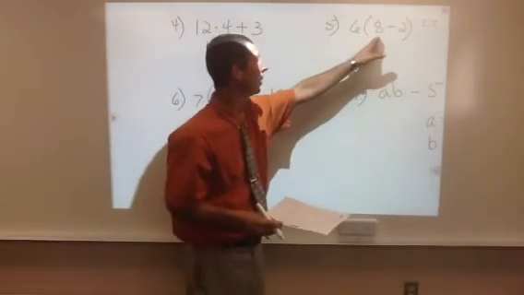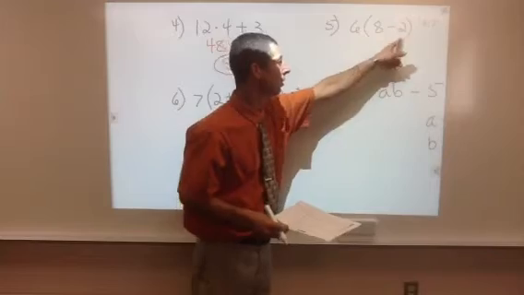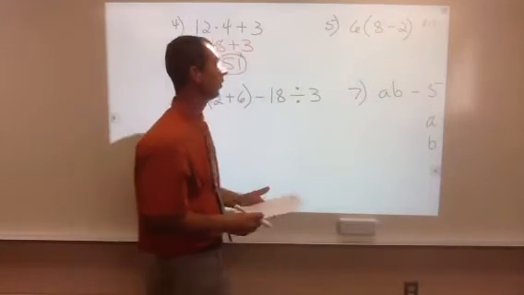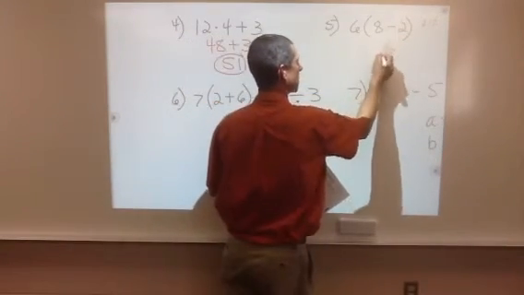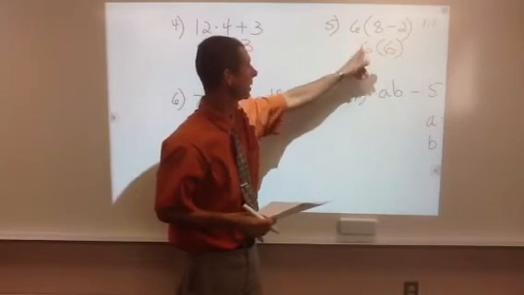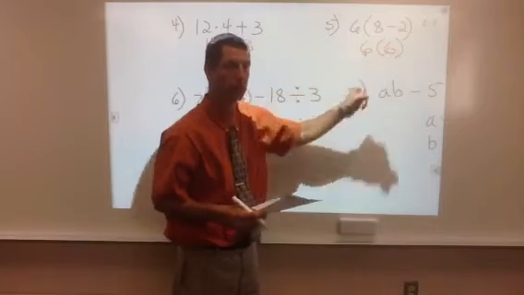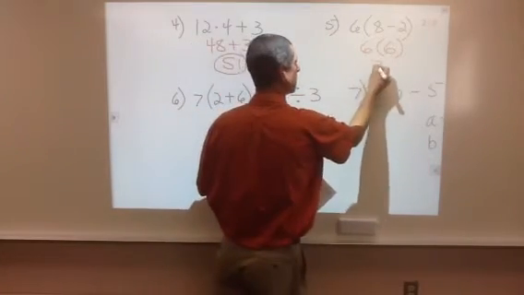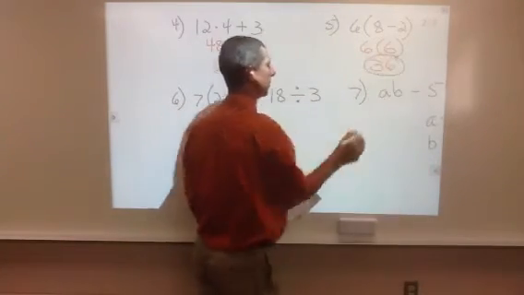This one here, we have to do what's in the parentheses first. So 8 minus 2 is 6. And this means, we bring my 6 down here, this means 6 times 6, no operation sign between the two. 6 times 6 is 36.